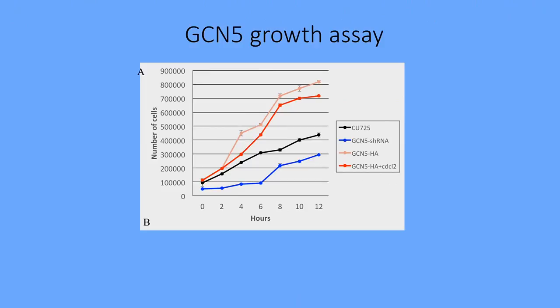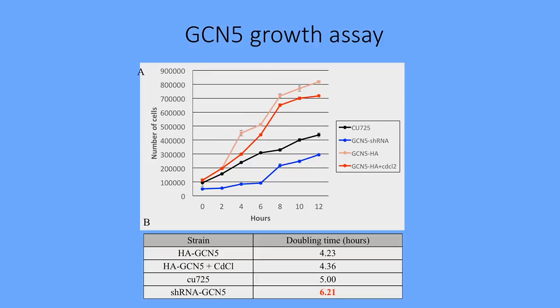And so some of the other things we looked at, we wanted to look at growth rate of these cells. And you can see that when you knock down GCN5, they have a very severe defect in growth. And if anything, when you overexpress it, they grow a little better.